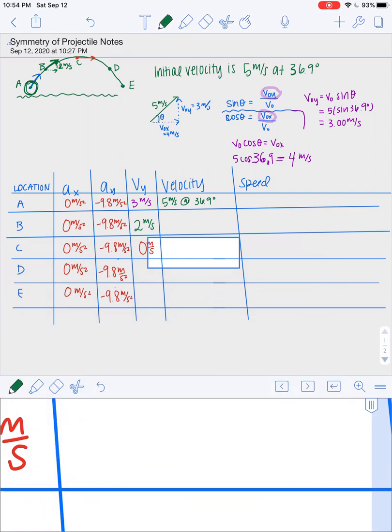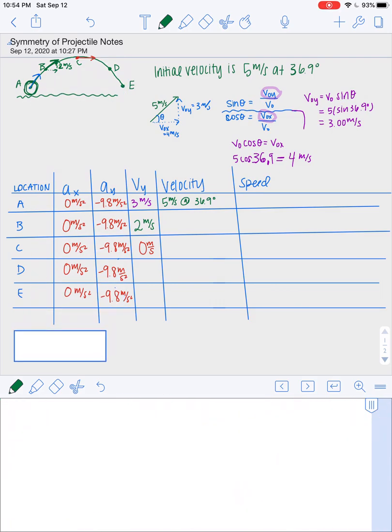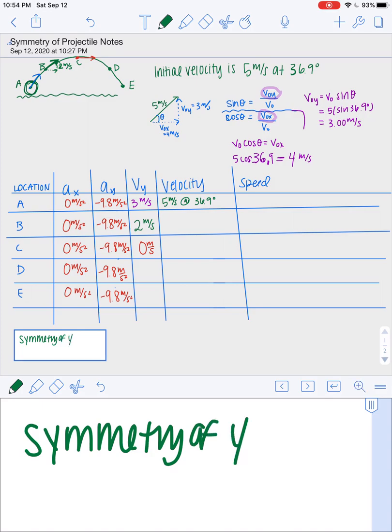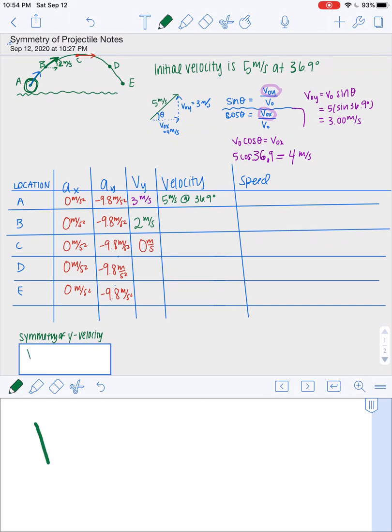Okay, now there's some principles of symmetry we need to discuss. So one is, and we've kind of talked about this, that when you're at the same height, those y direction velocities are the same but opposite. And just to prove that symmetry of the y velocity, it is only when they are at the same height.